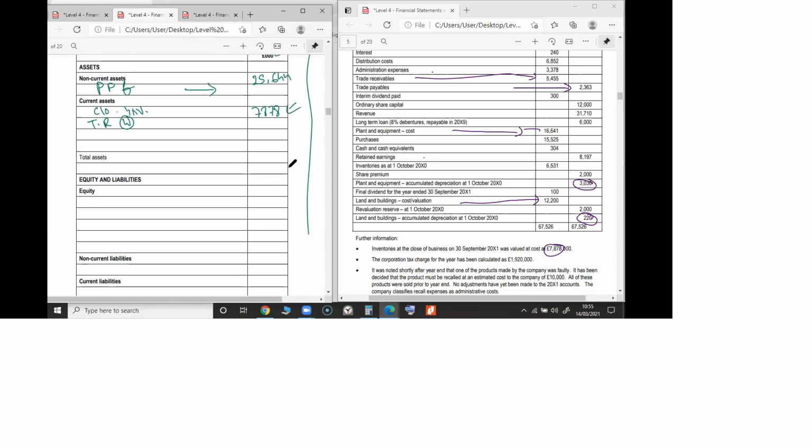Trade receivables 2455. We have our cash and cash equivalent, there we go on the right hand side, 304. Just copy paste 304. Cash and cash equivalent. We don't have any bank overdraft either. Okay, don't bother about it. And I would say we can keep it like this.